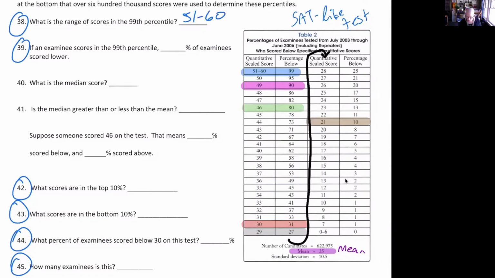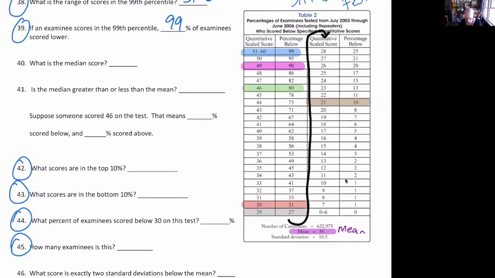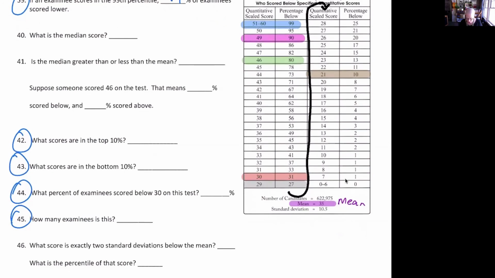The 99th percentile, remember that the column that says percentage below is referring to percentiles. So you want to look and see where it says 99, and that's that first row, 51 to 60. So if examinees scored in the 99th percentile, then blank percent of examinees scored lower. Well, that's 99. Let's skip to 42, because again, I just wanted to practice percentiles.